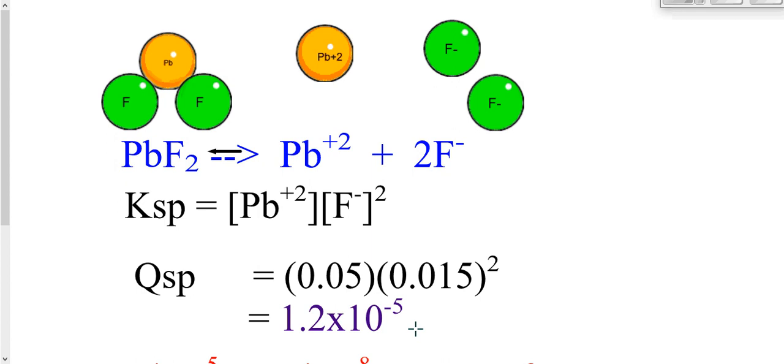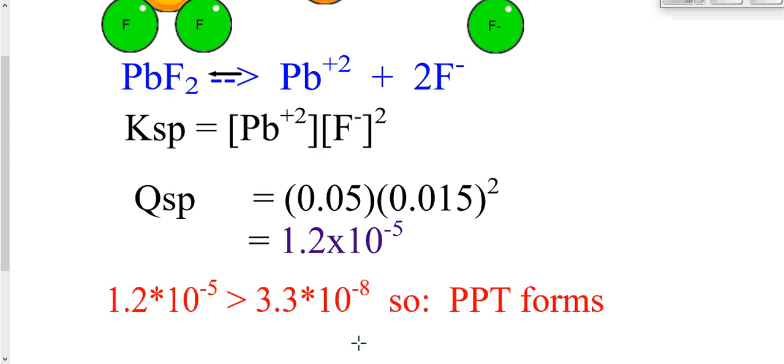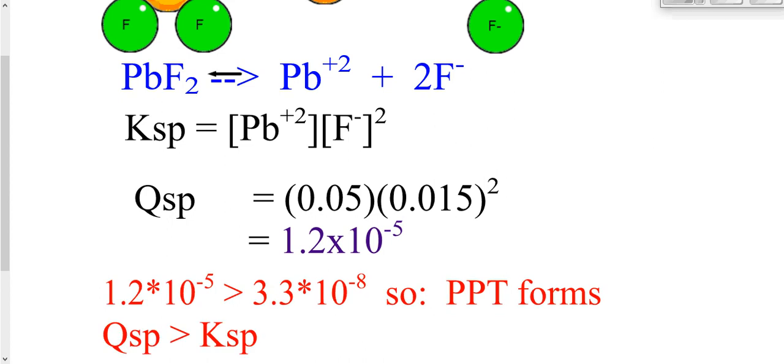To determine whether or not we'll get a precipitate, we actually need to compare this trial number to the actual KSP for lead fluoride. Looking it up on a chart, we find that the actual KSP for lead fluoride is 3.3 times 10 to the minus 8. The number that we calculated is much larger than that. We're at the order of 10 to the minus 5. We clearly have many more ions than the water is capable of sustaining. Our QSP is much larger than the KSP, and anytime we come to a situation where QSP is greater than KSP, the precipitate will form.